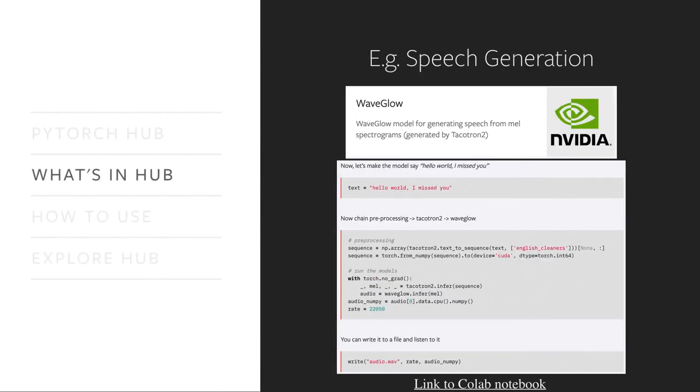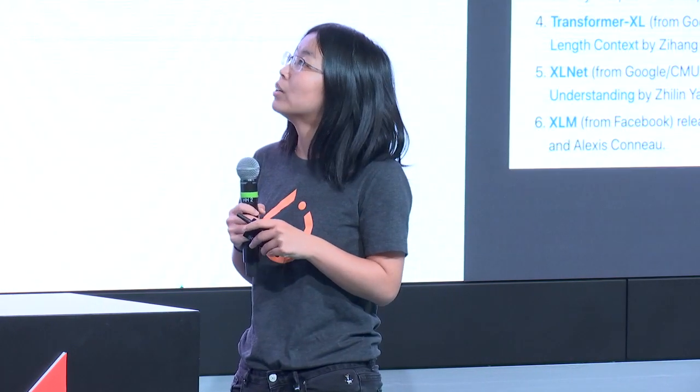Next example is about speech generation from NVIDIA. It basically allows you to generate audio from a string input you give it. You can even listen to the generated audio either locally or on Colab.